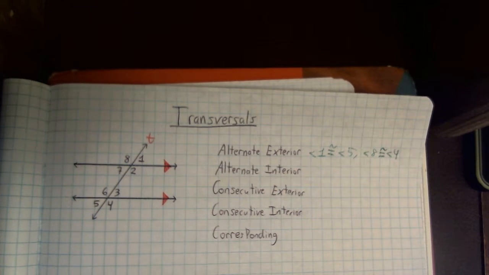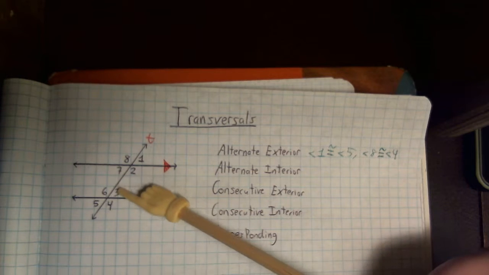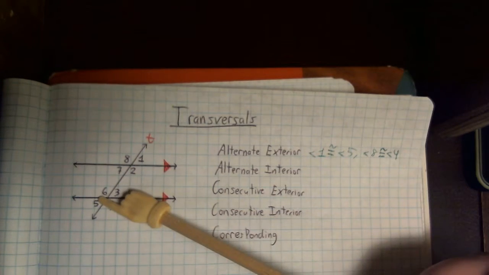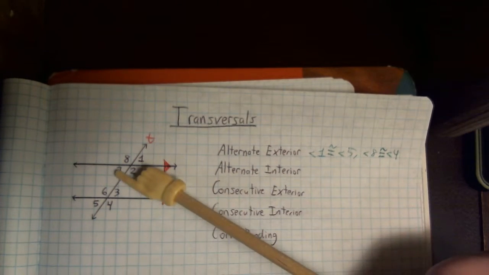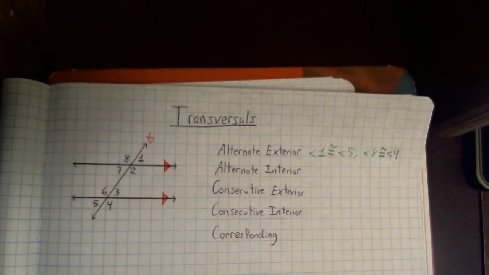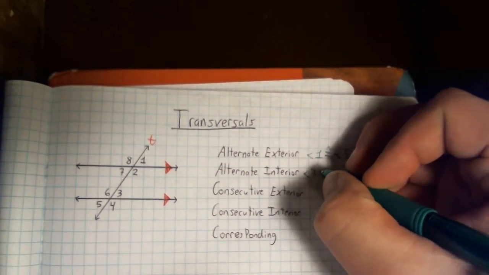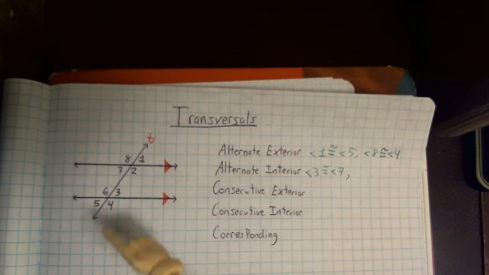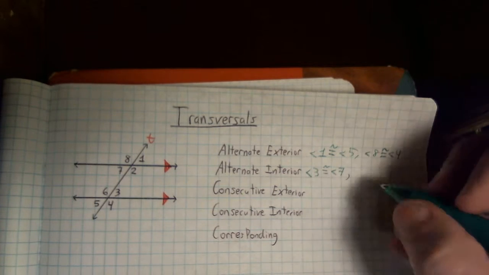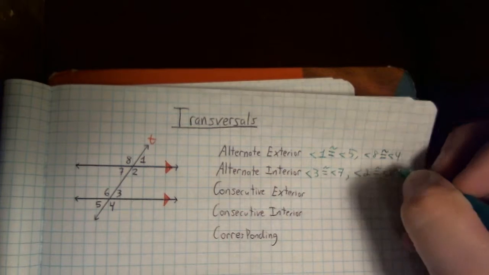Now let's take a look at the alternate interiors. Angle 7 and angle 3, they're on opposite sides of the transversal, and they happen to be inside of our parallel lines. And again, alternates happen to be congruent. So we know that angle 7 and angle 3 are congruent to each other. Angle 3 is congruent to angle 7. We should also notice that we have another set, angle 2 and angle 6, which makes those congruent as well.